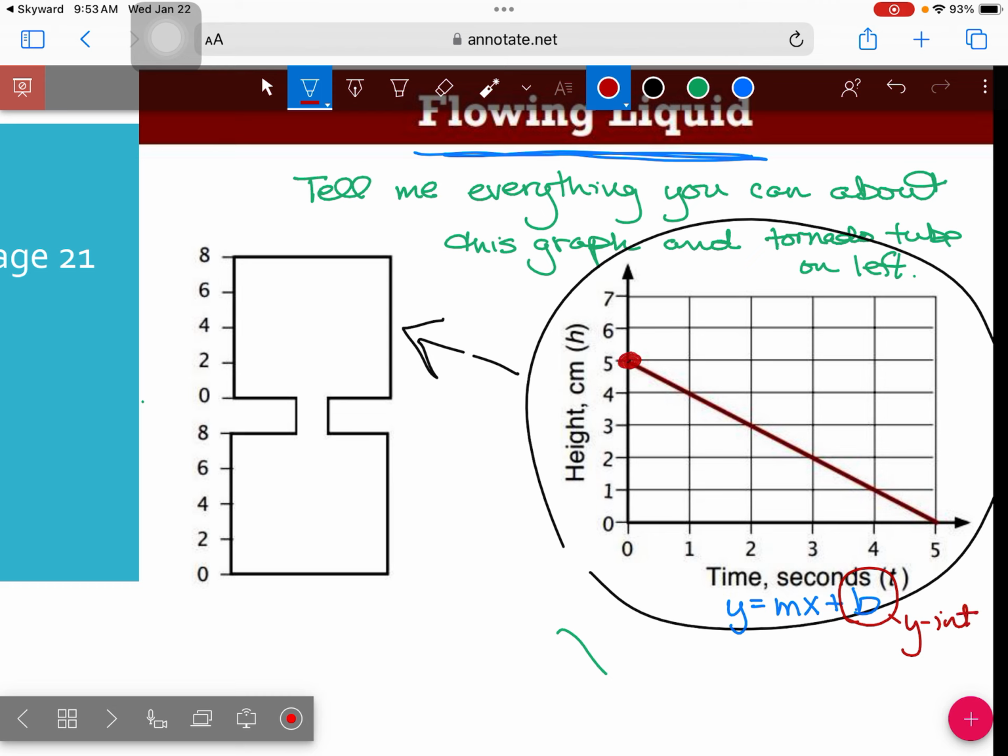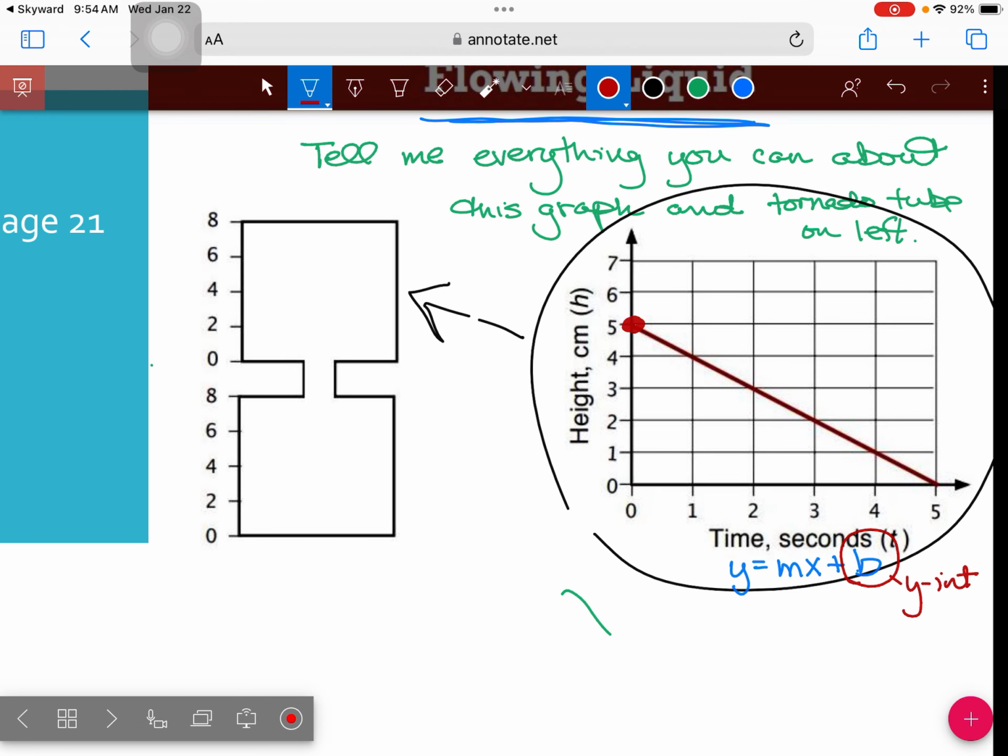Rude, very rude. So right there, we started with the liquid at a height of 5 centimeters. Okay? Can you give me anything else for this? Any other numbers, especially those of you that were not on yesterday? What does the M represent again? What's that called? Slope.